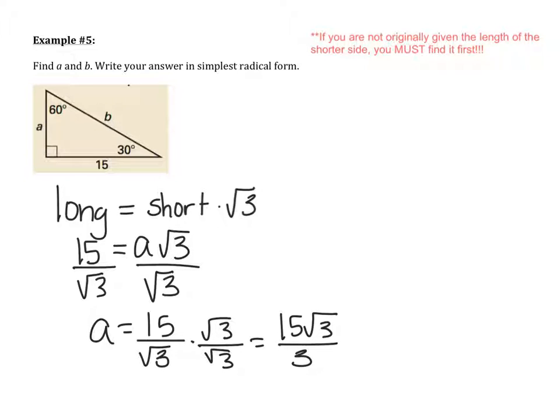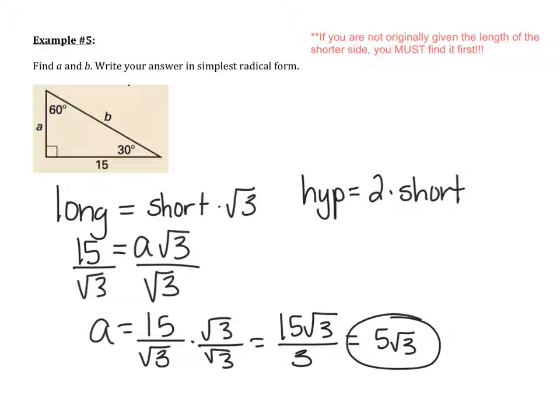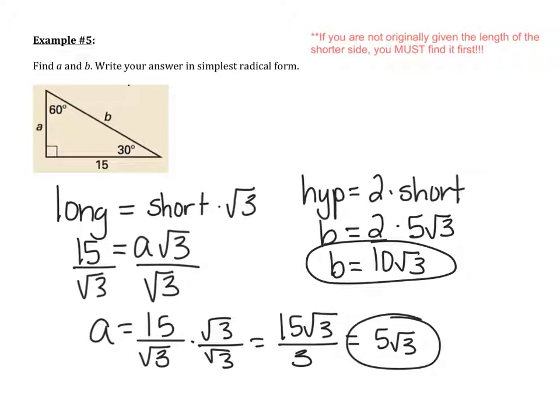And then finally, I just want to reduce this fraction right here. So 15 divided by 3 is 5. So the short side is 5 square root of 3. So now we're on to the hypotenuse. I need to find the hypotenuse by taking the shorter side times 2. So the hypotenuse, we're calling side B, is 2 times the short side, which we now know is 5 square root of 3. So just to simplify that, we would end up with 2 times 5 is 10. So then the hypotenuse is 10 square root of 3.